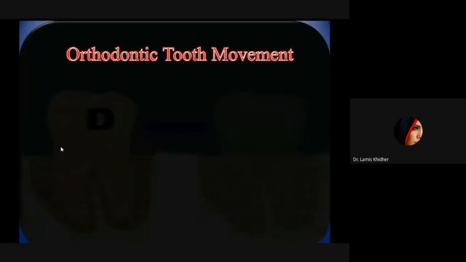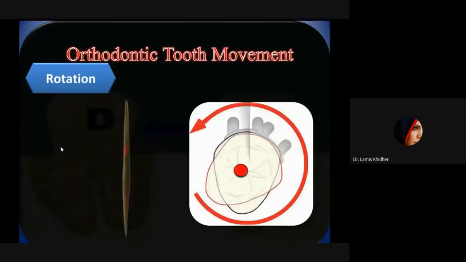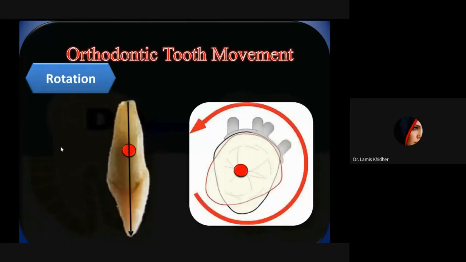The other type of orthodontic tooth movement is called rotation. Simply, it can be defined as a rotation of the root around its long axis. The amount of force needed to induce the rotation is equal to 35 grams for the anterior teeth and 60 for the posterior teeth.